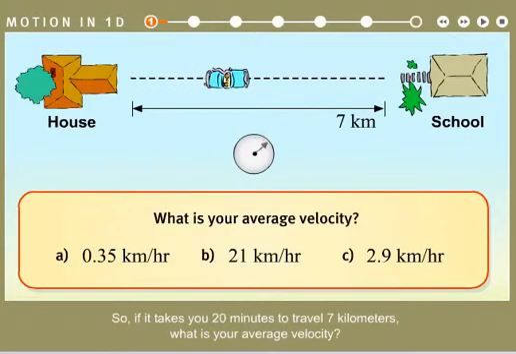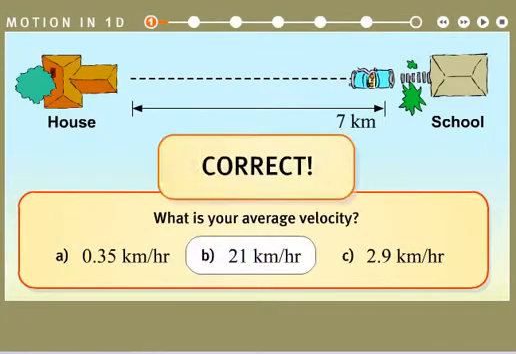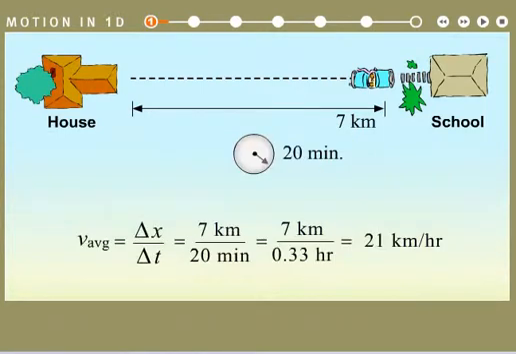So if it takes you 20 minutes to travel 7 kilometers, what is your average velocity? Correct. The average velocity is displacement over time, and to put into kilometers per hour, you must first convert 20 minutes to 0.33 hours to finally get 21 kilometers per hour.